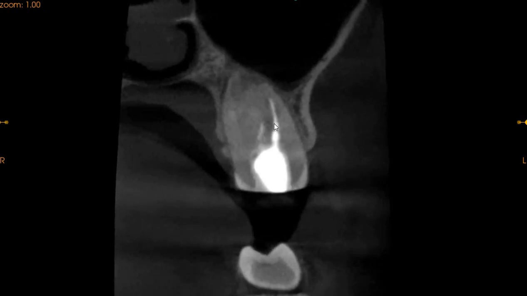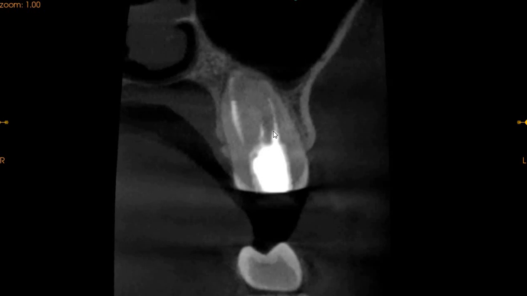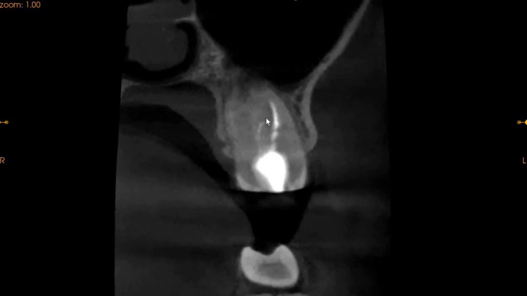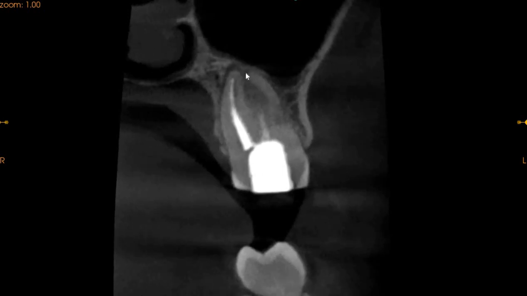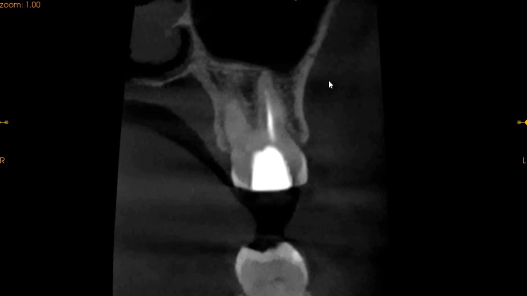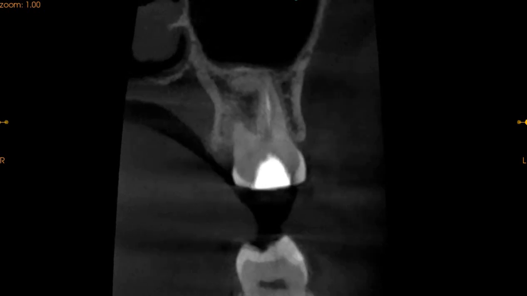The doctor has attempted to relatively seal the MB2, but the MB2 does not go all the way to the working length. The palatal appears to be obturated, but obturated shorter, and we can see a little bit of a radiolucency associated with the palatal as well. The distobuccal, my apologies, is obturated, but is also obturated approximately 3 millimeters short, and we can see a radiolucency associated with the distobuccal root as well.